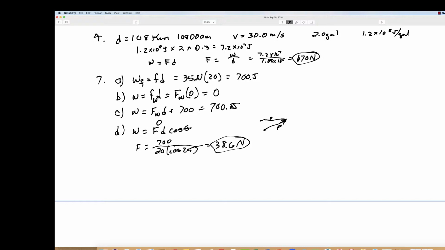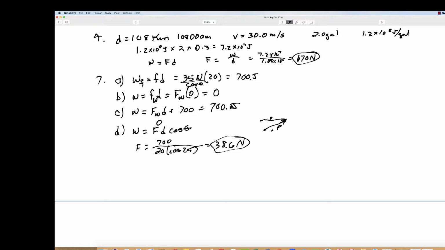Now the other way to do this is to just say this is the friction force, which represents this x component, and if you divide that by the cosine of 25 degrees, then you get the actual total force.